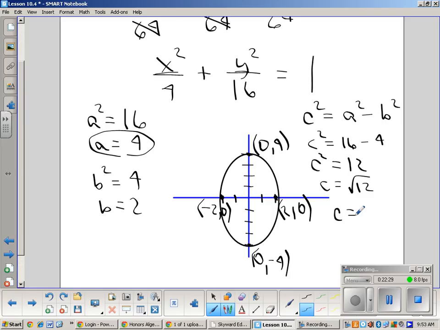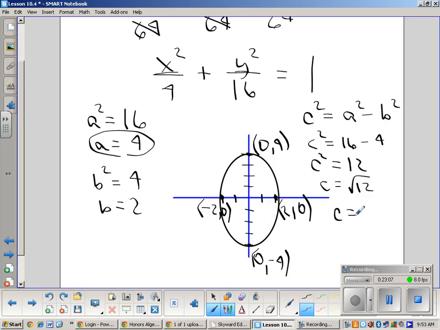How does the square root of 12 simplify? Plus or minus 2 square root. If I forget about the plus or minus for a minute, how does the square root of 12 reduce? 3 times 4, the square root of 3 is square root of 3, the square root of 4 is 2. So the square root of 12 reduces to 2 square root of 3.